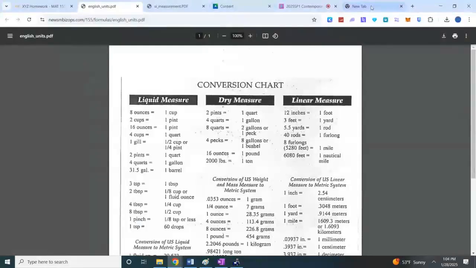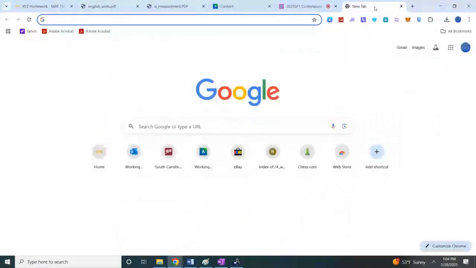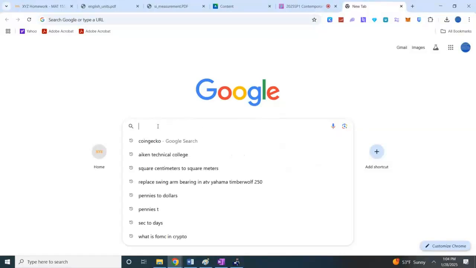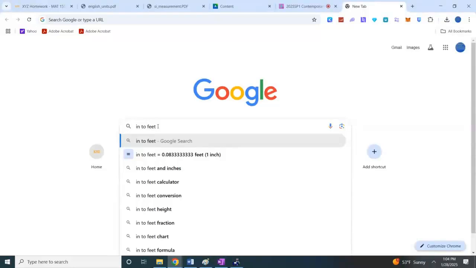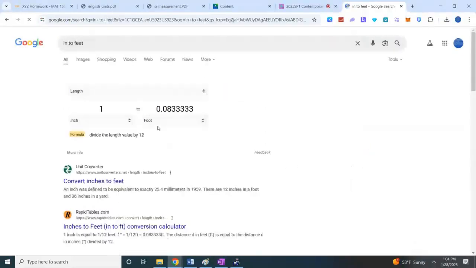You can also use Google. So in the search, I'm going to put inches to feet. I'm going to hit enter, and this is just so nice, it just gives you the conversions already laid out. I can put in 2 feet, just make sure you're using the right conversion. So 2 feet is going to equal 24 inches. So that's using this conversion window.